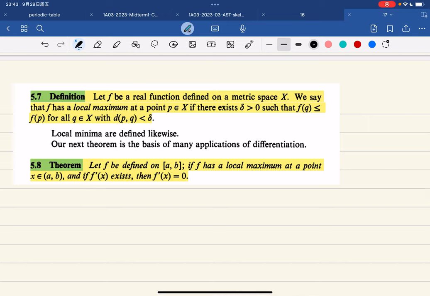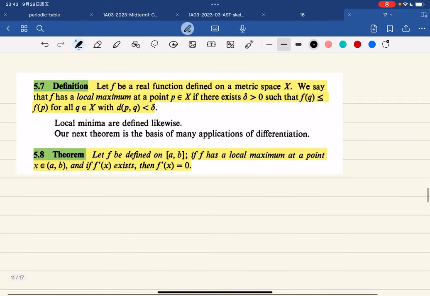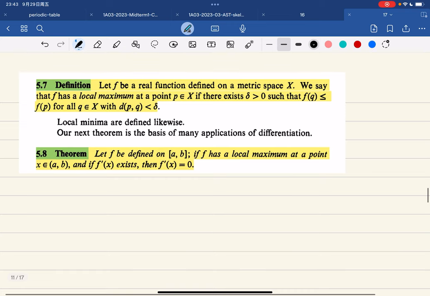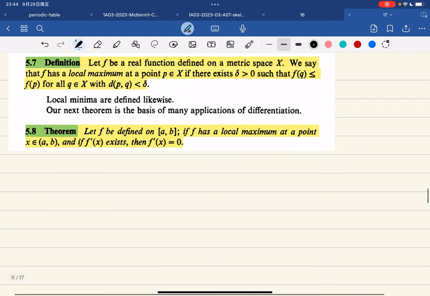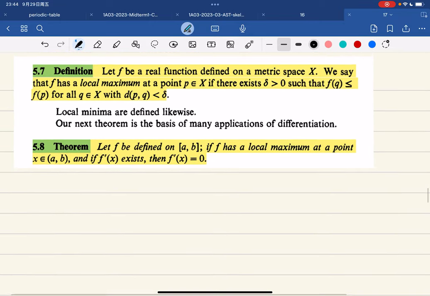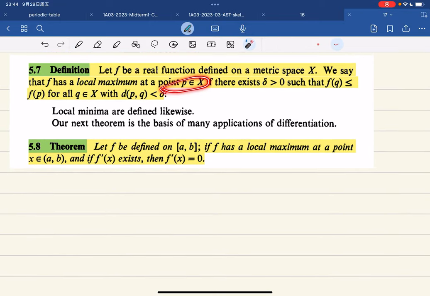So we define the local maximum. Well, we need the local maximum to prove the mean value theorem. So basically the local maximum is that at the point P, there exists a neighborhood such that all the function's outputs are less than the value that is output at this point. Right. So you have P as an x. If P is a local maximum, then there exists a neighborhood such that all the outputs are less than the output at the point P, right? For all Q in this delta neighborhood.